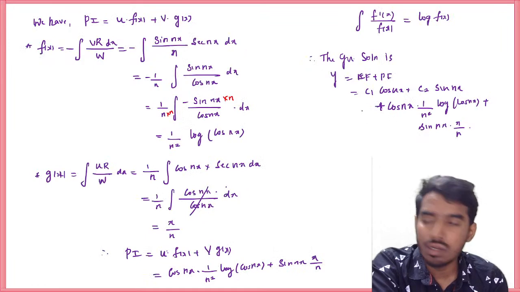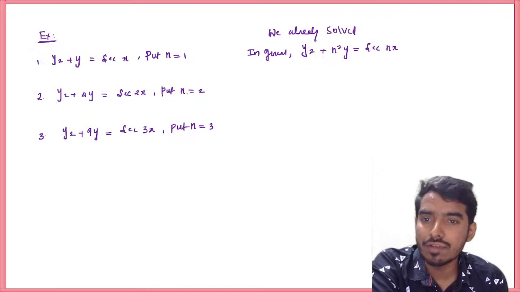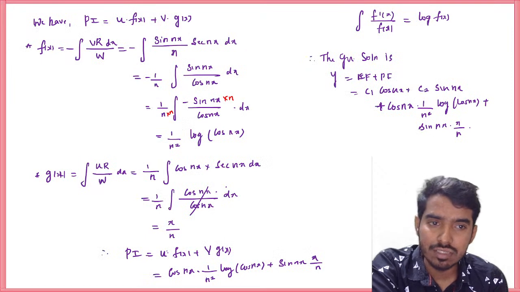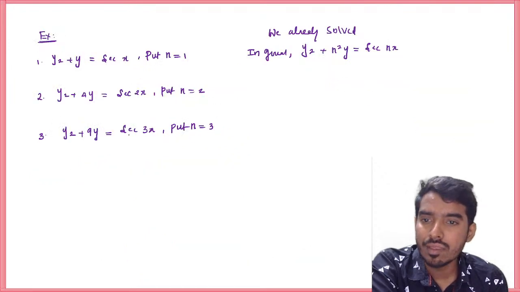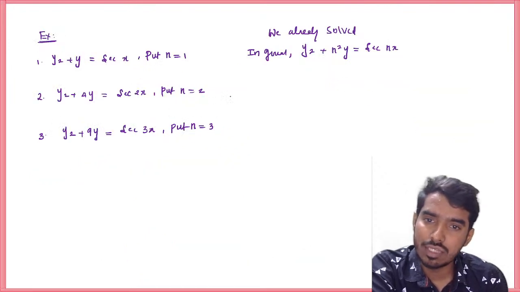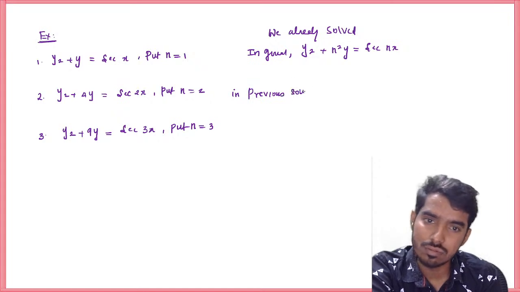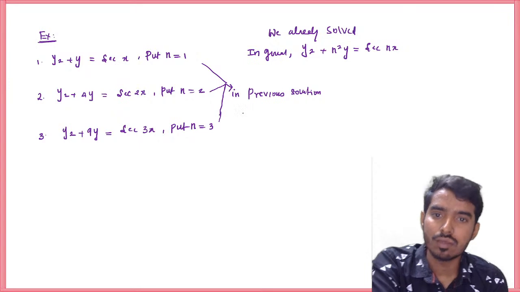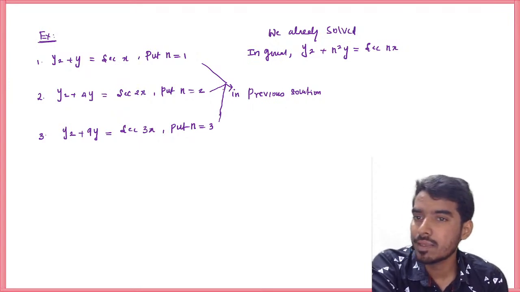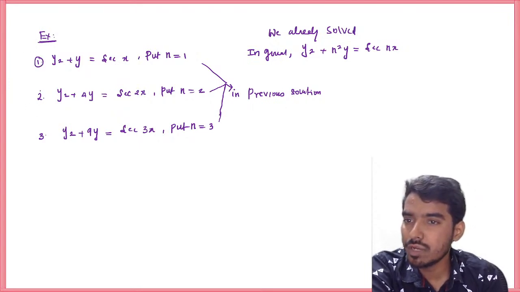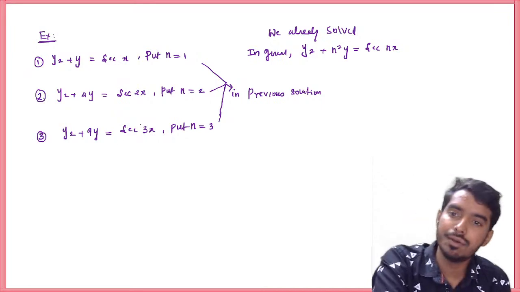In this solution, put n is equal to 2. You will have the solution for this question. Put n is equal to 3 in the solution. Put n is equal to 1, 2, 3 in the previous solution. Is it clear? And you want the next problem? See, from the first question itself, you can do these 3 problems, right?